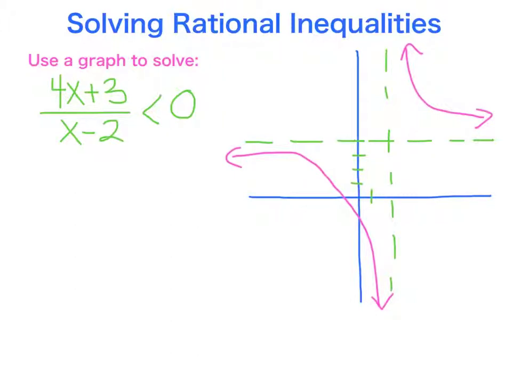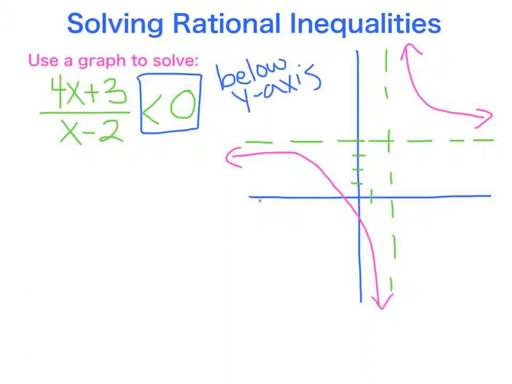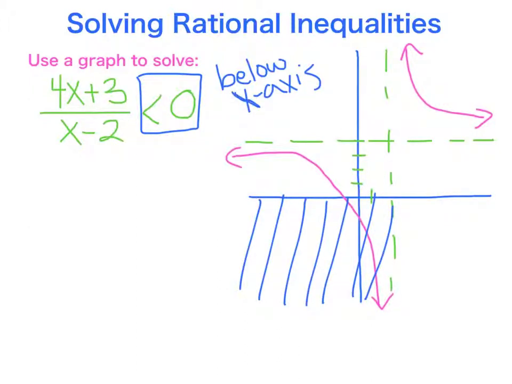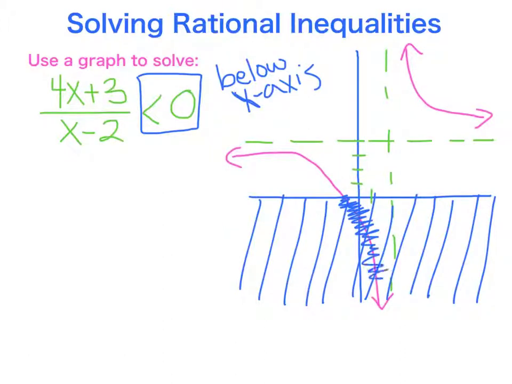Now you want to look at this part. We've got the graph of (4x + 3)/(x - 2). We want to know, where is it less than 0? Less than 0 is below the x-axis, so that would be all of this part down here. That means this is the part of the graph that we care about, just this part right here.